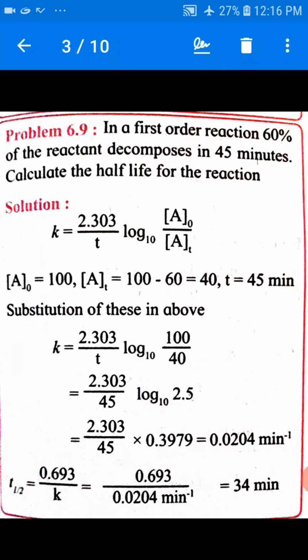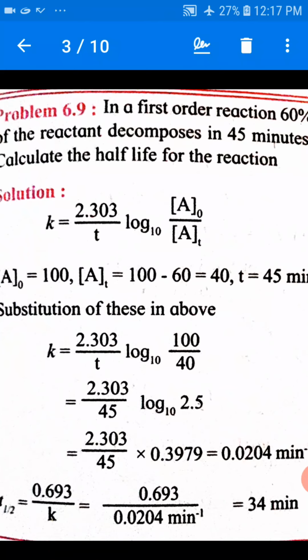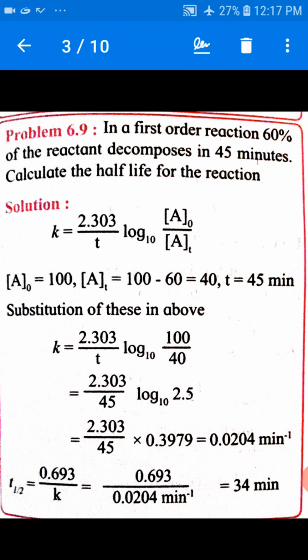Next example. In a first order reaction, 60% of reactant decomposes in 45 minutes. Calculate the half-life for the reaction. Here, the reaction is first order and the reactant is 60% decomposed in 45 minutes. Calculate the half-life for the reaction.